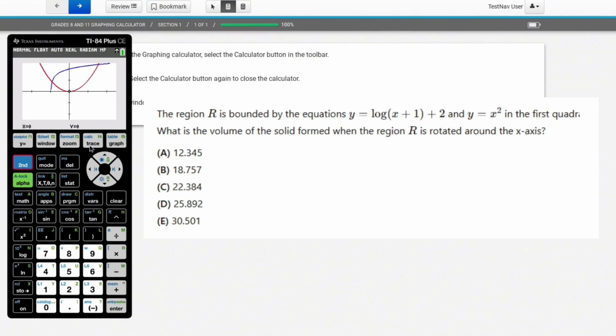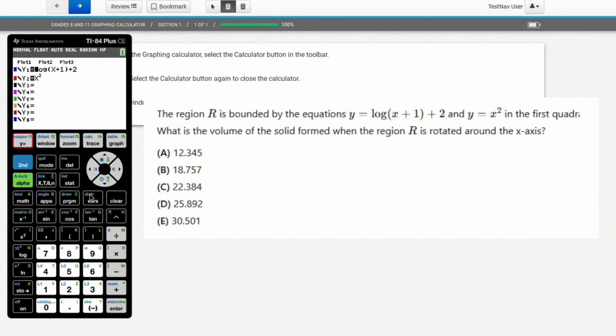So hit second calc. Let's find out where these two guys intersect. So let's move over here a little bit. Hit enter. Let's move over here a little bit. Hit enter. Hit enter again. And I get 1.5513. All right, so let's set up our integral.